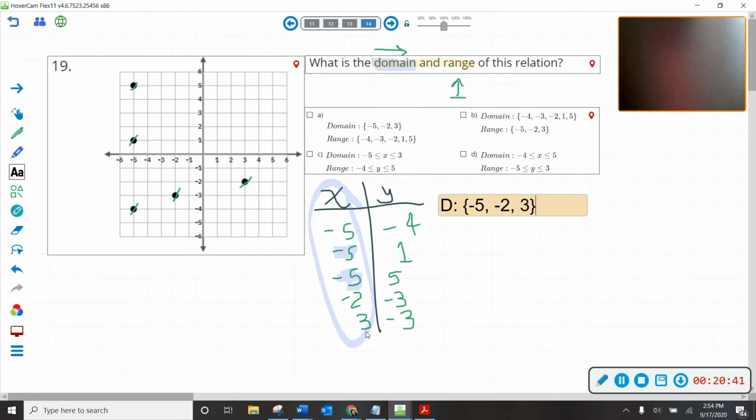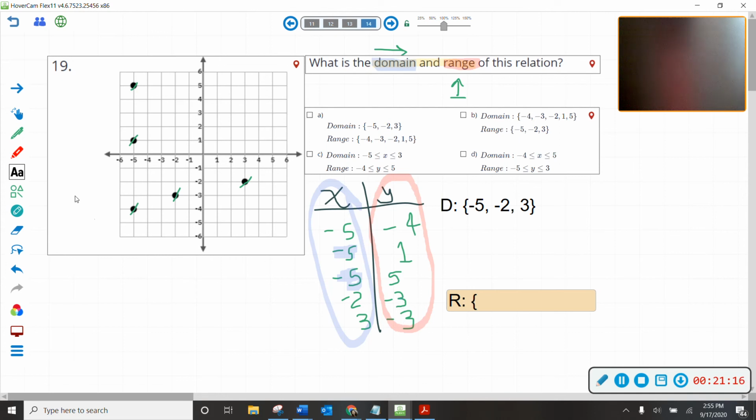All right. Perfect. Now, my range, on the other hand, those are my Y values. That's my bottoms up. You'll notice my range values are not in ascending order. We have to think this one through. So, I'm going to put this down here. Range is still going to have an open brace. Now here, -4, 1, 5, -3, -3.